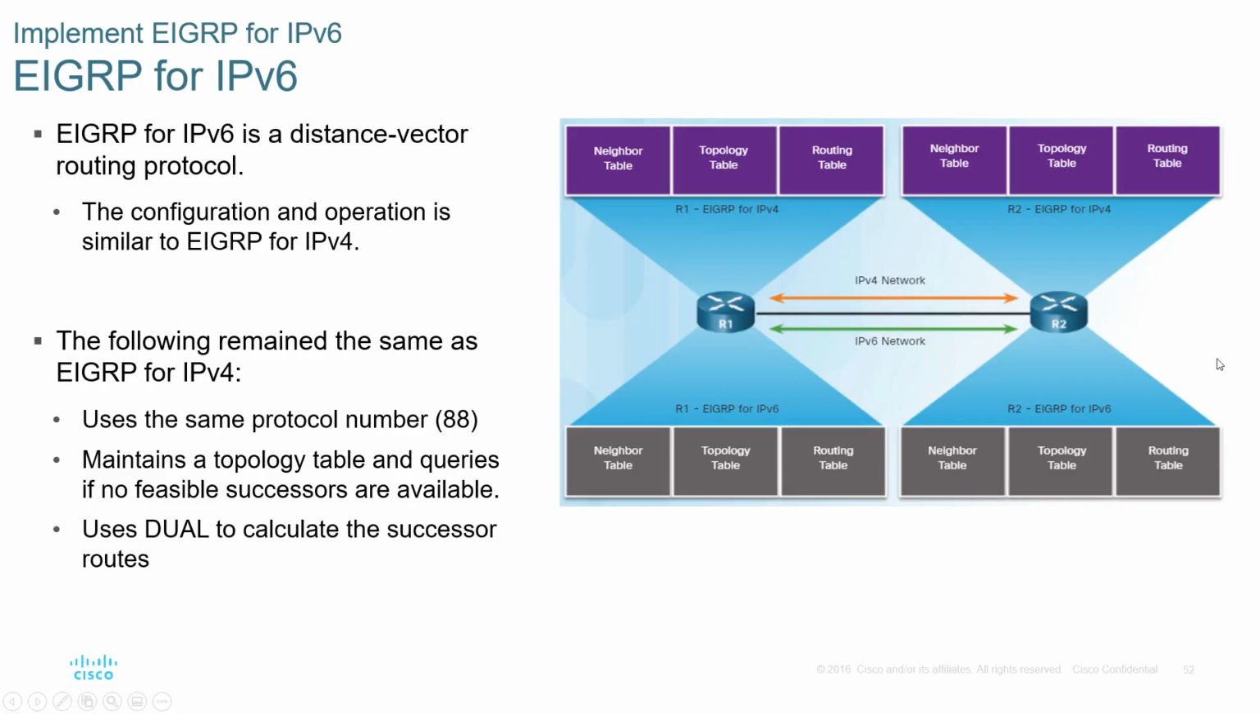Now the configuration is very similar. The configuration is pretty much the same. Robert, can you please share your screen? However, when we have EIGRP for IPv6, we are not actually going to configure the networks that we want to advertise.